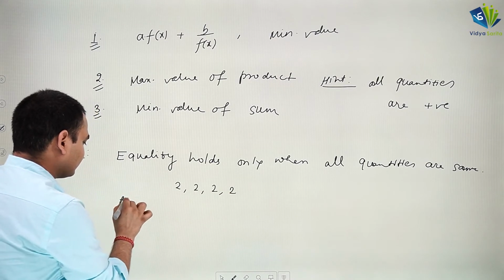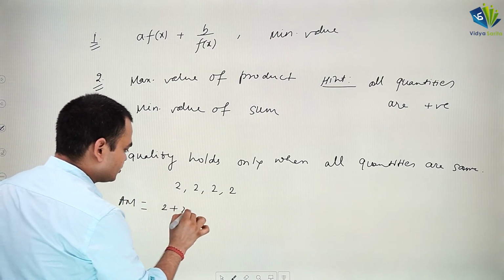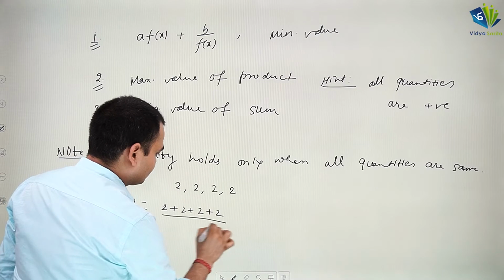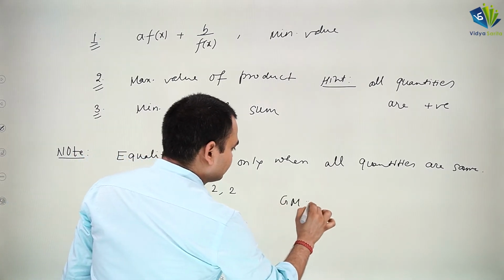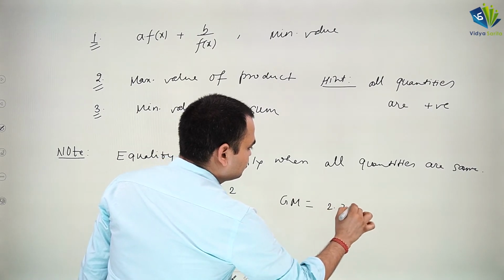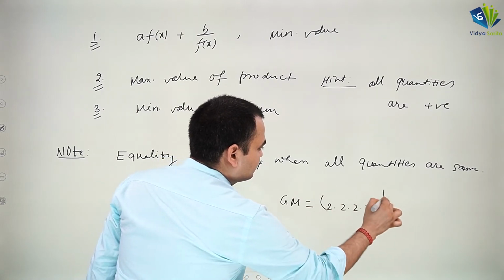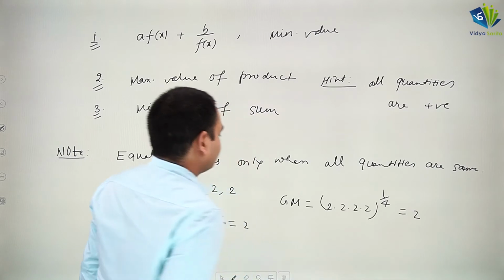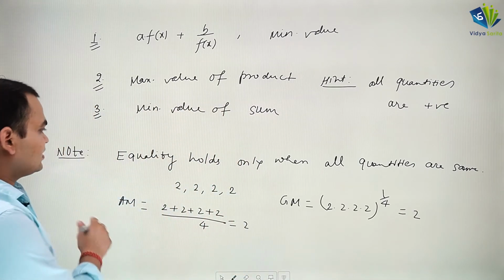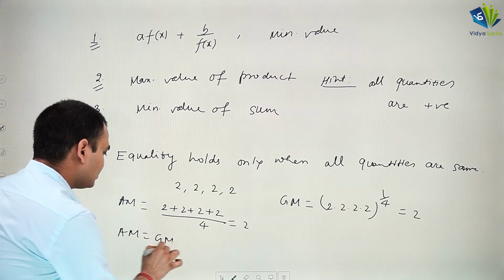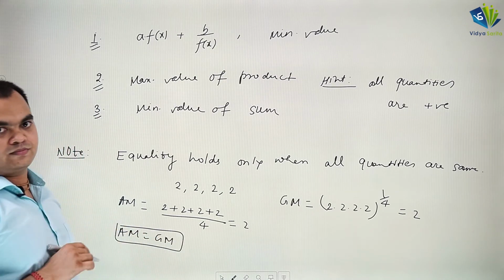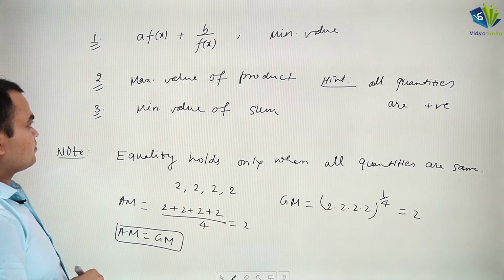If we calculate AM, you are going to get (2 plus 2 plus 2 plus 2) upon 4. This is 2. And if you calculate GM of these four numbers, (2 into 2 into 2 into 2) to the power 1 by 4, again you are going to get 2. So you can see clearly that AM will be equal to GM only when all the numbers are the same. Now let us do some questions to clarify this AM ≥ GM.